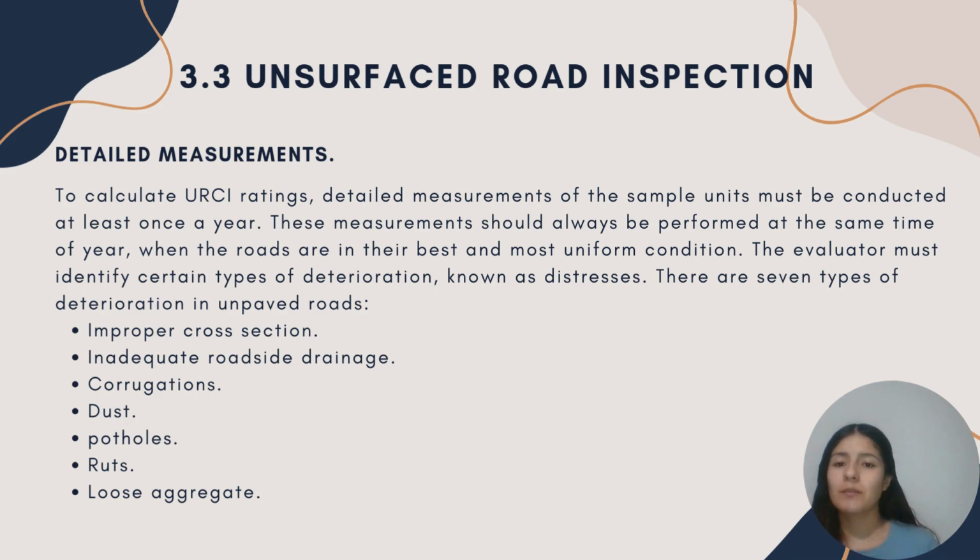Detailed measurements to calculate the URCI. Detailed measurements of the sample units must be conducted at least once a year. These measurements should always be performed at the same time of year when the roads are in their best and most uniform condition. The evaluator must identify certain types of deterioration and distresses. There are 7 types of deterioration in unpaved roads: improper cross section, inadequate roadside drainage, corrugation, dust, potholes, ruts, and loose aggregate.